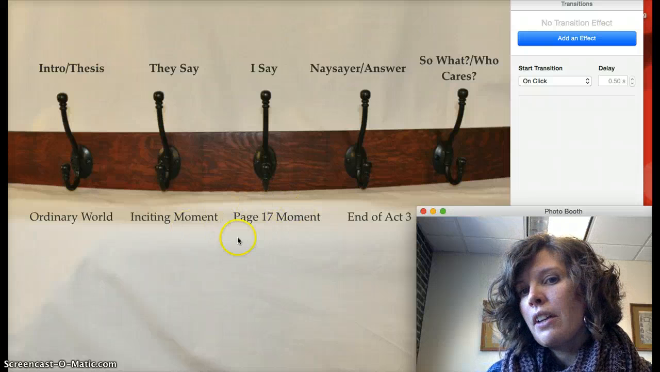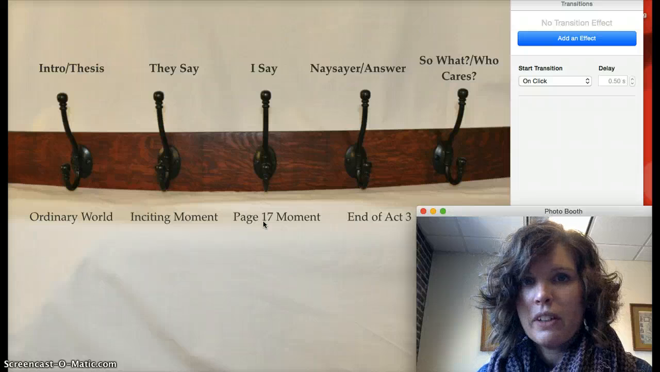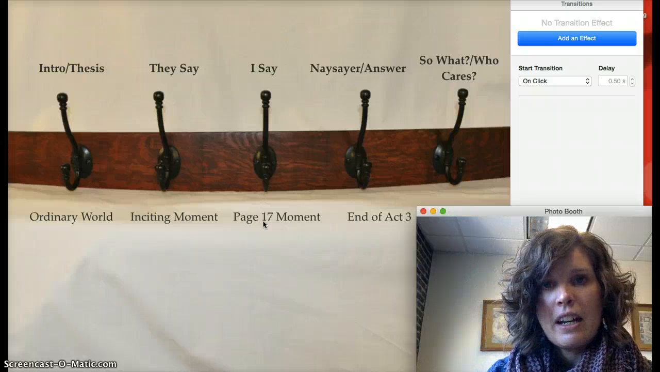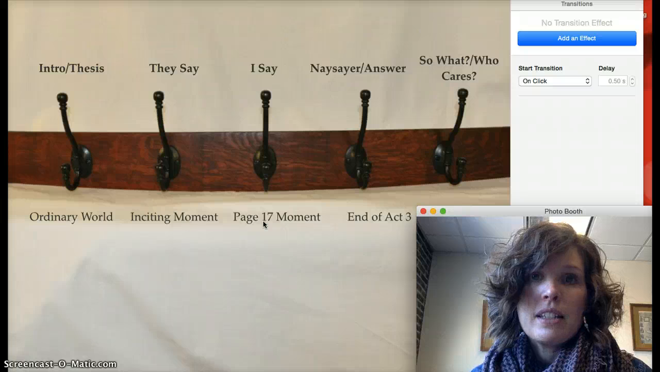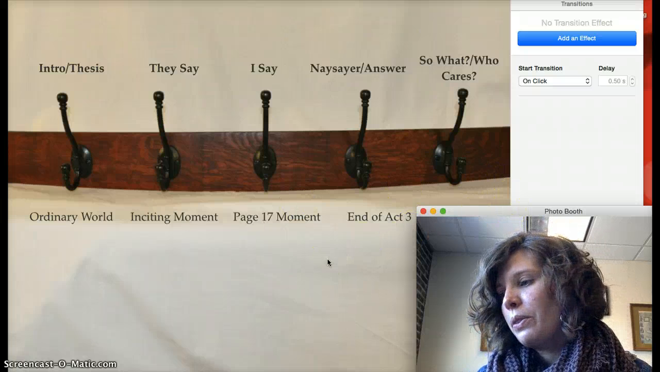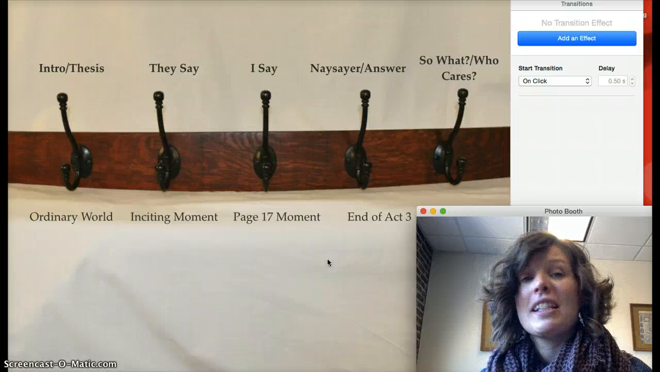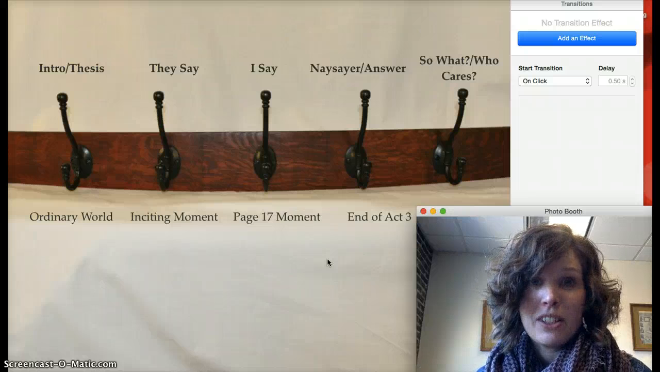And think about the page 17 moment, the yes-no moment, where if Katniss says yes, the story moves forward. If Katniss says no, the story shuts down. Well, that's the moment when she decides to volunteer as tribute, right? If she hadn't volunteered as tribute, the story would have ended. Her sister would have gone to the Hunger Games and died. But she says yes, and she moves forward, and then we have this trilogy.